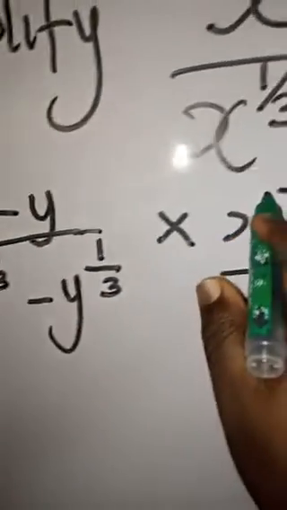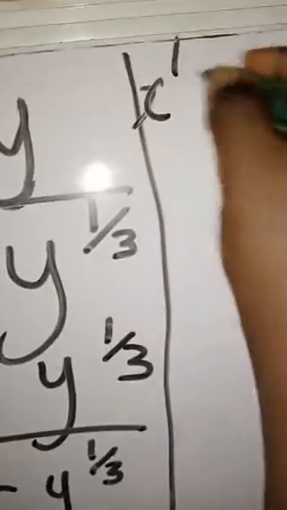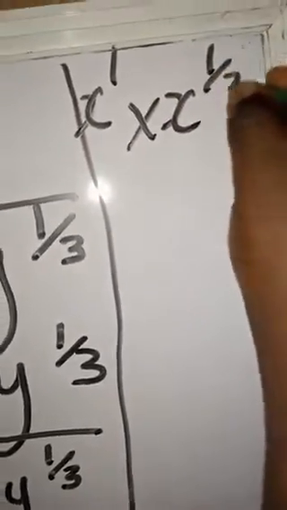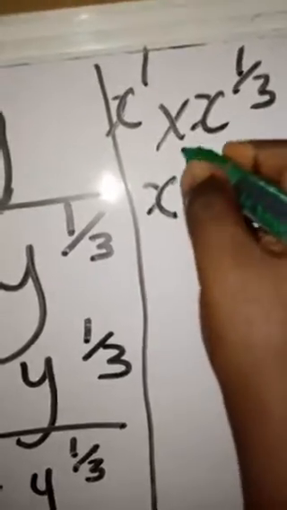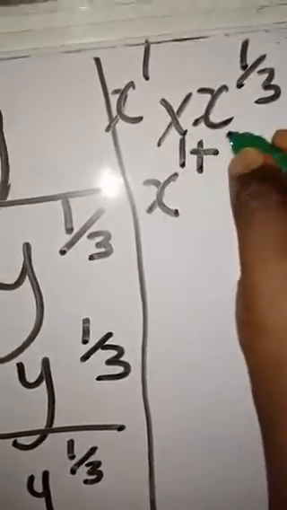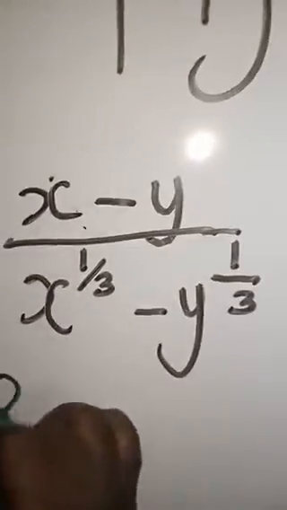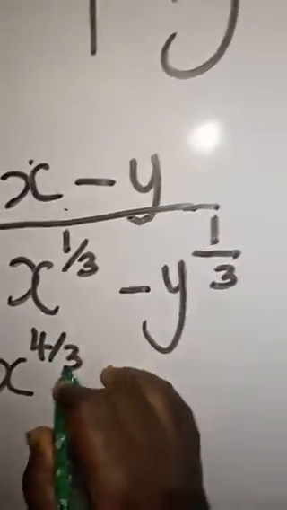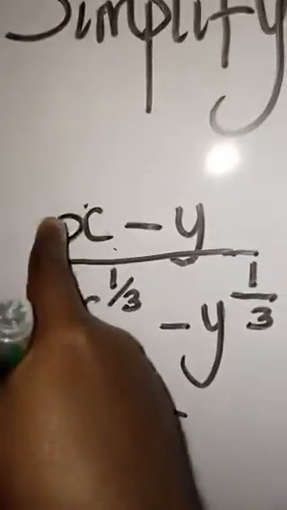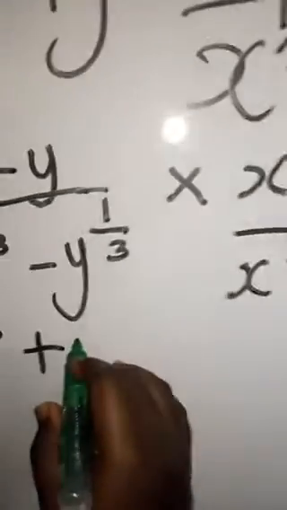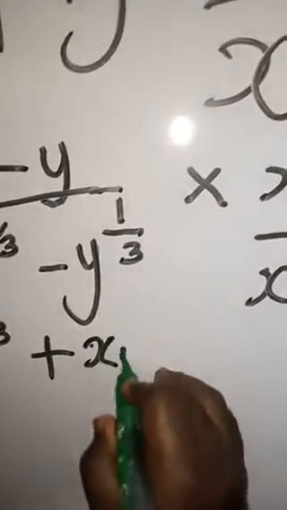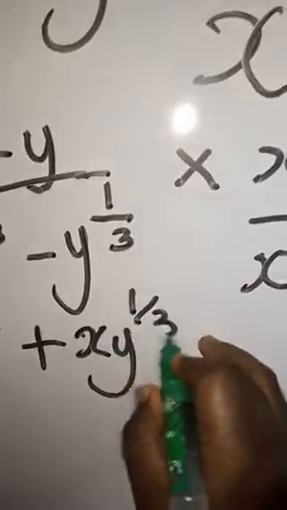X times x raised to power 1 over 3. So that is equal to x raised to power 1 times x raised to power 1 over 3. According to law of indices, we are going to add these powers. 1 plus 1 over 3, and that will give us x raised to power 4 over 3. So this is x raised to power 4 over 3. Then plus this x will also multiply y raised to power 1 over 3. So we are going to write that as x y raised to power 1 over 3.